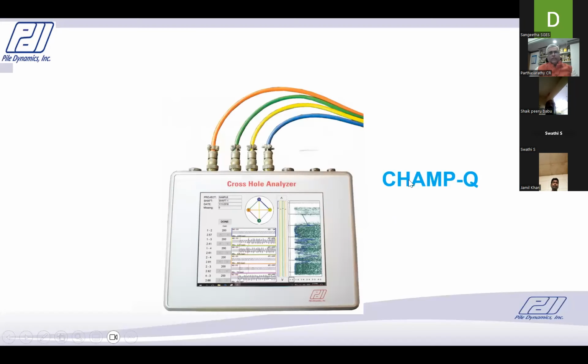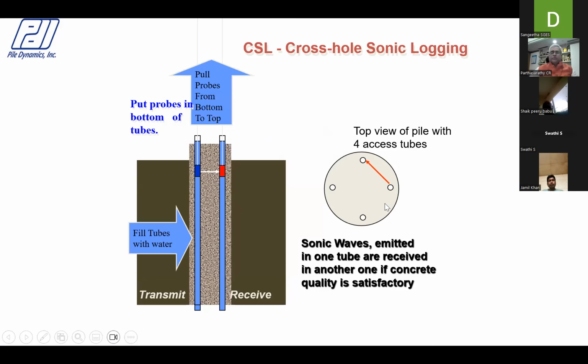Okay. Now, these days, the latest model has the sonic probes as transceivers. So it can transmit as well as receive from the other probes. So all 4 transceivers could be put into the tube simultaneously, and one pull can scan all these possible 6 combinations. So the efficiency has improved by 6 times.